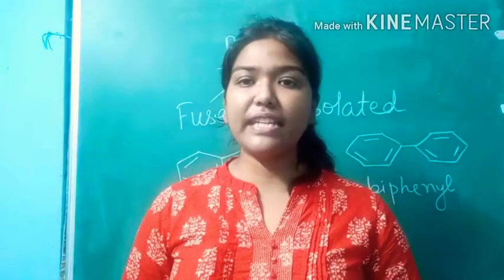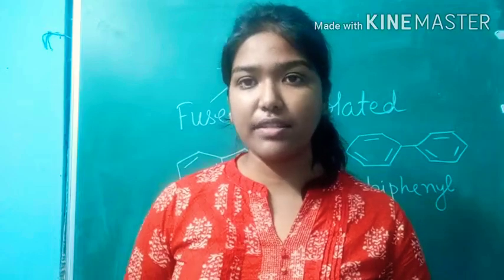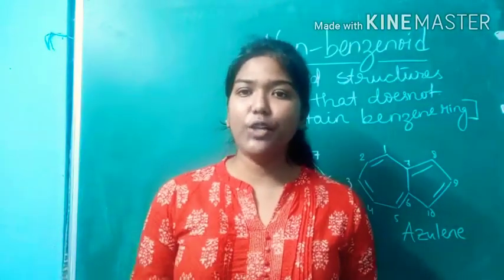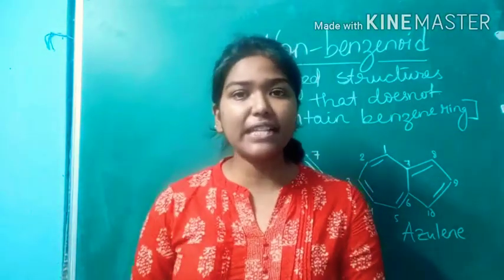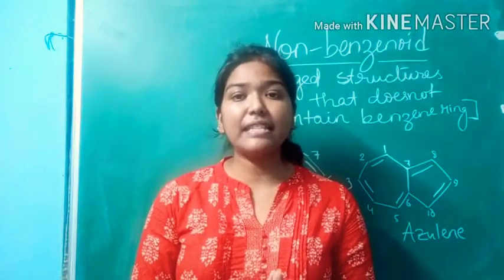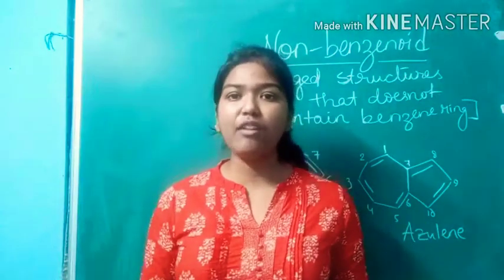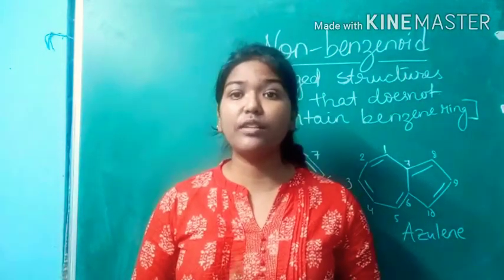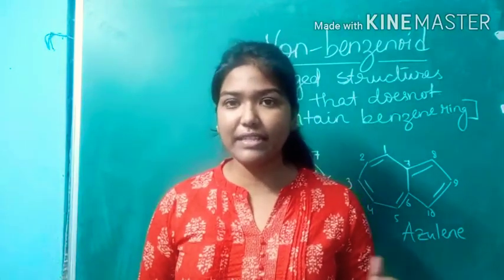Now we are going to see the examples of non-benzenoid structures. So what are non-benzenoid structures? Non-benzenoid structures are those ringed organic compounds which have got rings, but that is something other than that of benzene. Means rings will be there, but those are not benzenes. That means those will not be a 6 carbon ring. So let's see some examples.